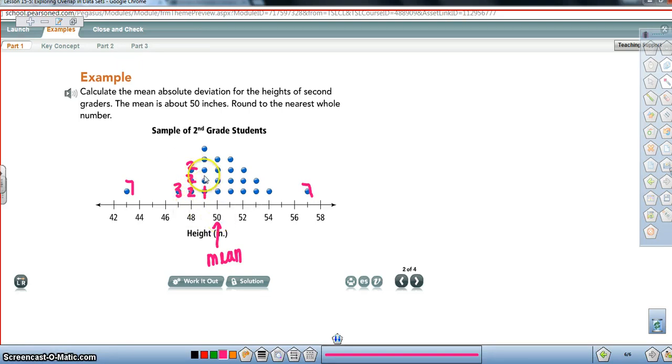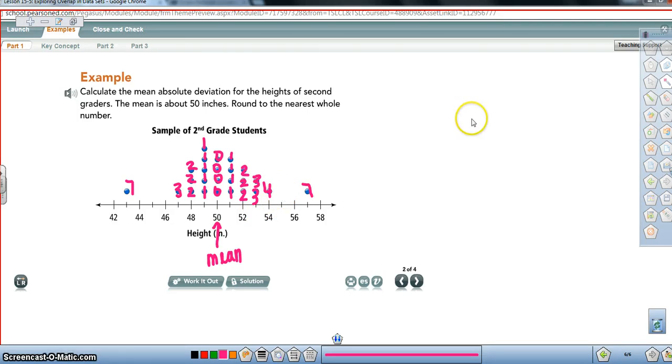These data values are 1 away from the mean because they're at 49. These data values are 0 away from the mean because they're right on the mean. These are also 1 away from the mean. These are 2 away from the mean. These are at 53, that's 3 away from the mean. And this one is 4 away from the mean. Okay, so we have all of what we call our deviations.